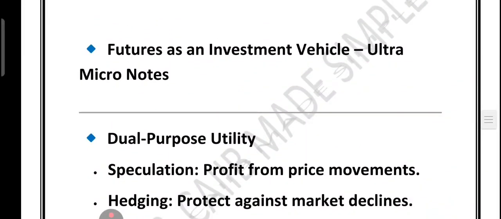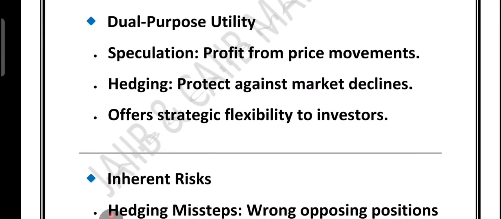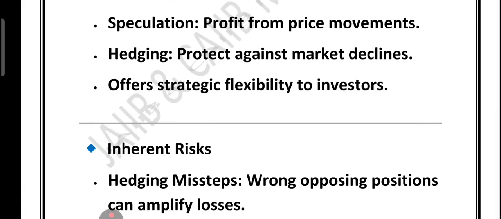Then futures as an investment vehicle. Basically, futures have two main purposes for investors. First thing is speculation, second thing is hedging. Speculation means you try to profit from price change without actually owning the asset. You have not owned the asset, yet you are trying to profit from the price change of the commodity. That's called speculation. Second thing is hedging. That's called dual purpose utility. Hedging means you can protect your investment from loss if the price moves unfavorably. Suppose the price moves unfavorably, in that case you can protect your investment from loss. This gives investors flexibility to manage risk or chase profit strategically.